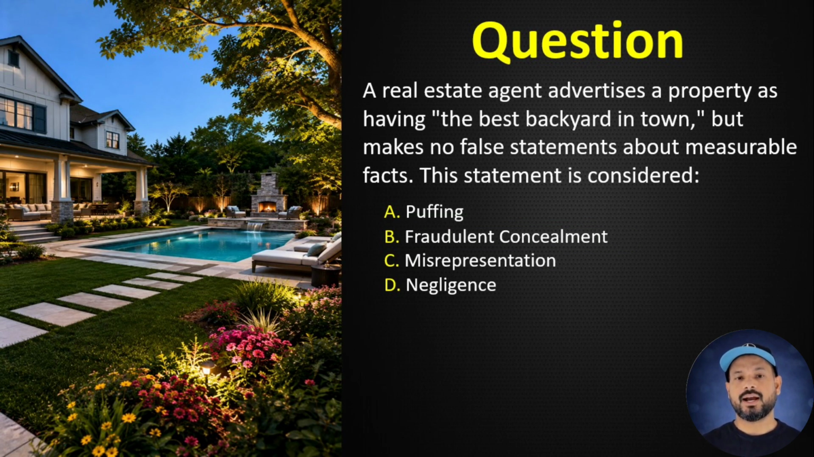Question number 49. A real estate agent advertises a property as having the best backyard in town, but makes no false statements about measurable facts. This statement is considered A, puffing, B, fraudulent concealment, C, misrepresentation, D, negligence. Correct answer A, puffing. Puffing consists of opinions or exaggerated sales statements rather than factual representations.